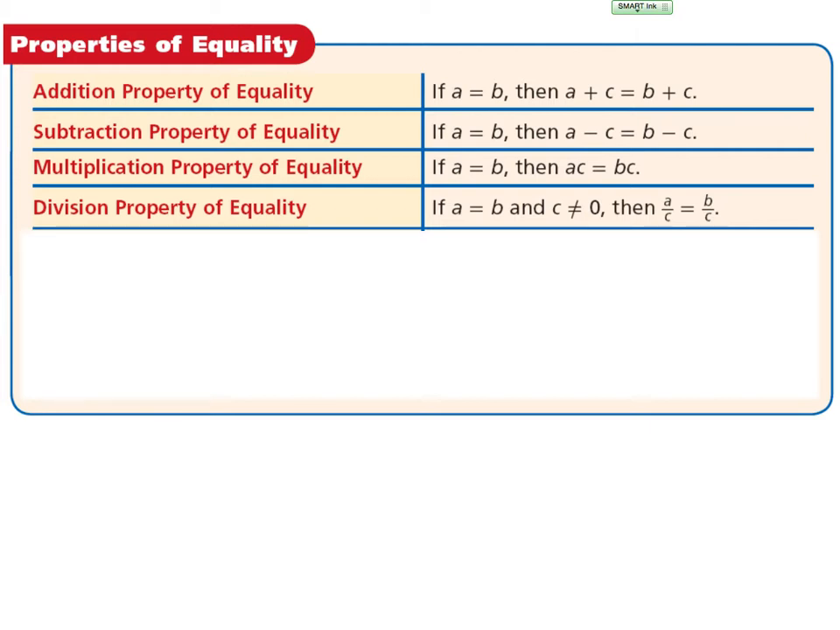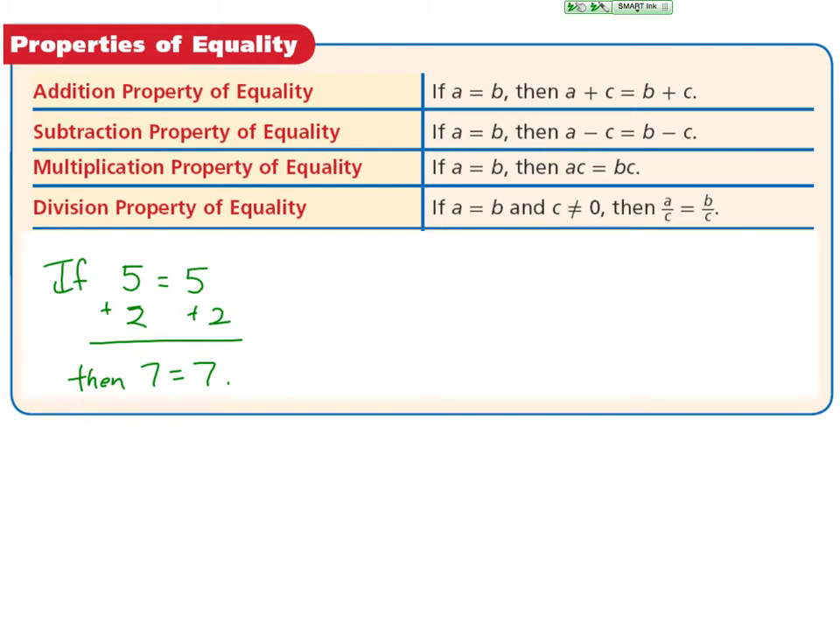So if you start with A and B being equal, then the first one says you can add a C to each side, and it's still going to be equal. What would that addition property look like if I put actual numbers? If 5 equals 5, then if I add 2 to each side, I get that 7 equals 7. It's still true, isn't it?